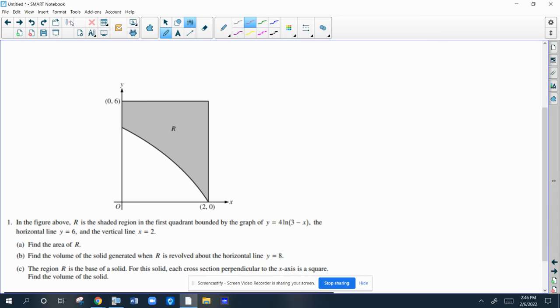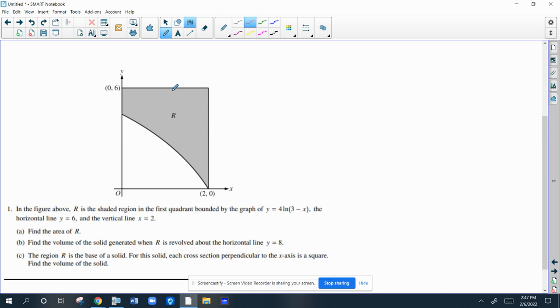So in my previous two videos, we did parts A and B on this free response question. Today we're going to do part C, which is calculating the volume of a solid that has a known base and a known cross-section.